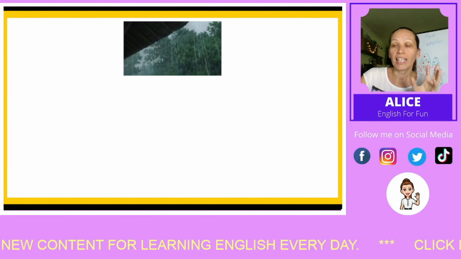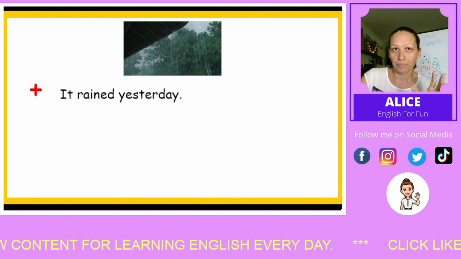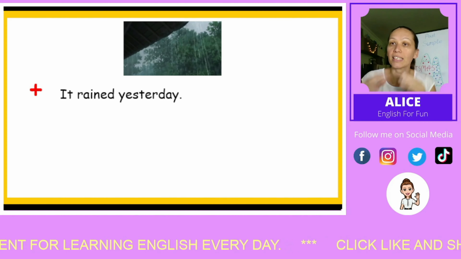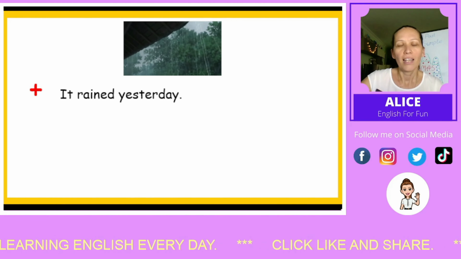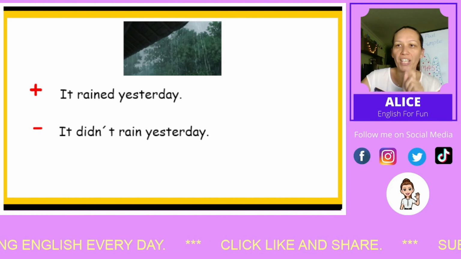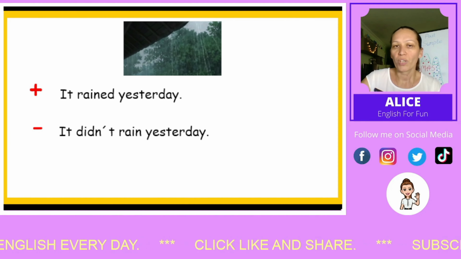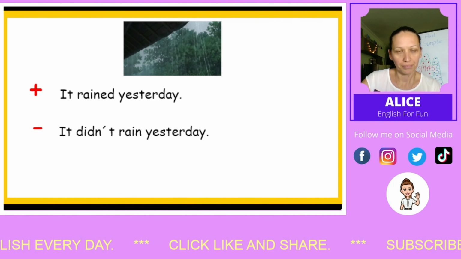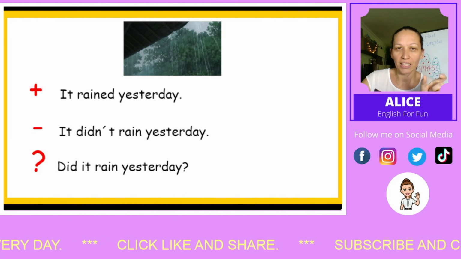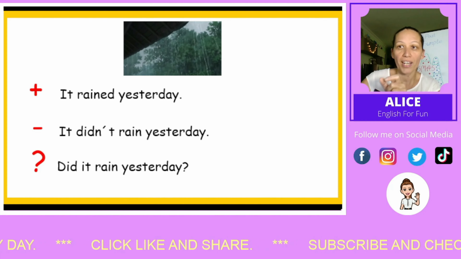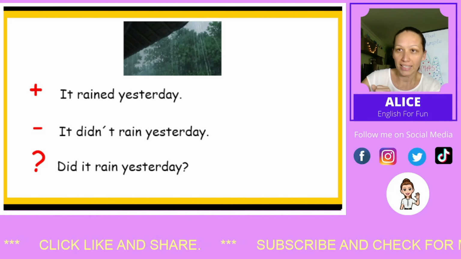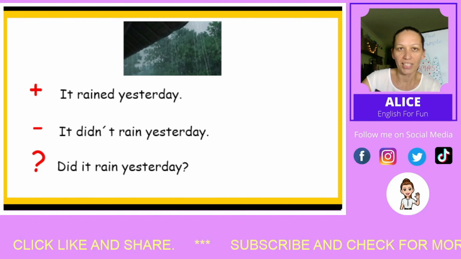Excellent. Let's move on. Let's see another example. It rained yesterday. Let's make a negative sentence. It didn't rain yesterday. To make a question, we should put did at the beginning. So, did it rain yesterday? Good.